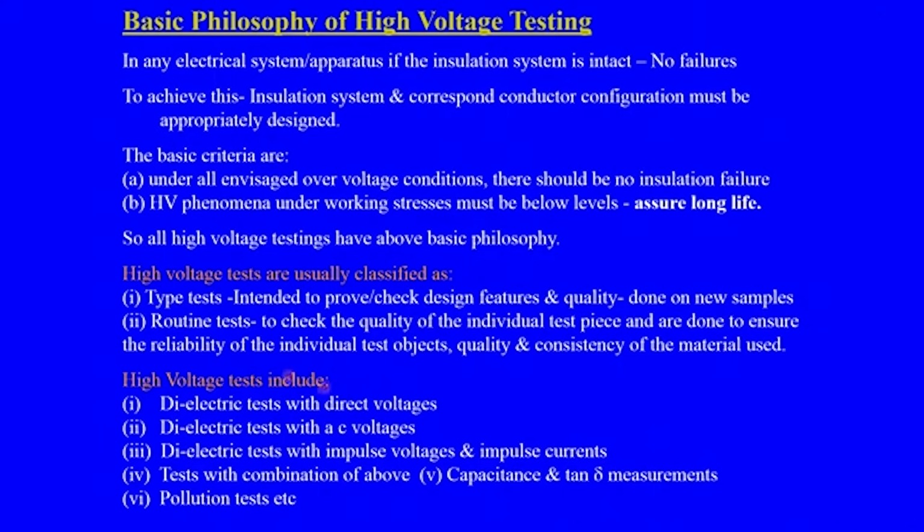So, high voltage or the reliability tests for the high voltage equipments include dielectric tests with direct voltages for DC equipment, dielectric tests with AC voltages which are used for AC voltage levels of EHV or UHV, and dielectric stress with impulse voltage and impulse currents. Impulse voltages could be lightning impulse or switching impulse voltages, and impulse currents could be lightning impulse currents which a dielectric could see in the field because of the lightning activity.